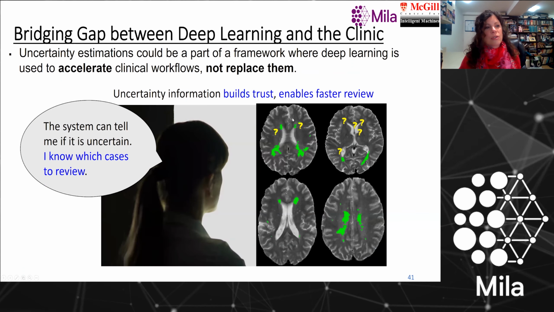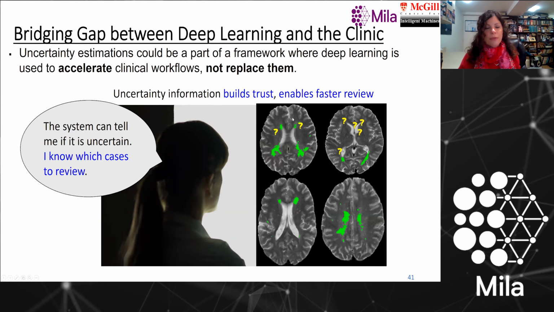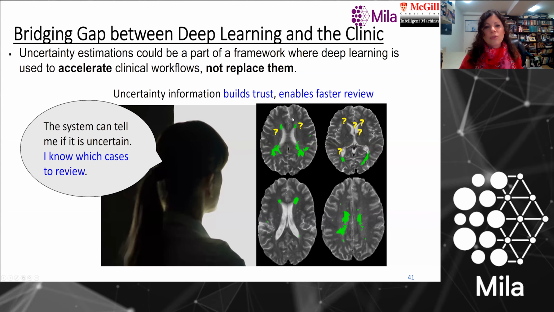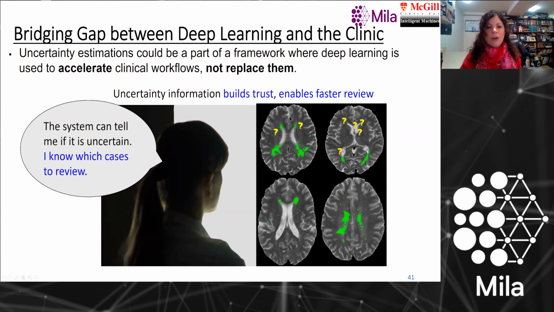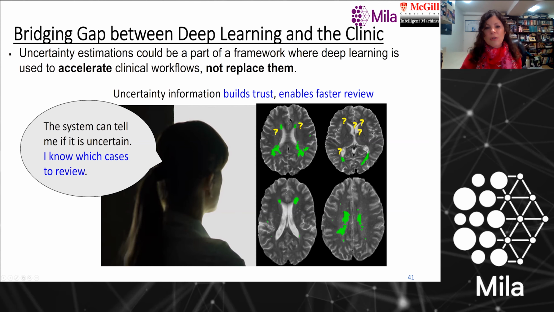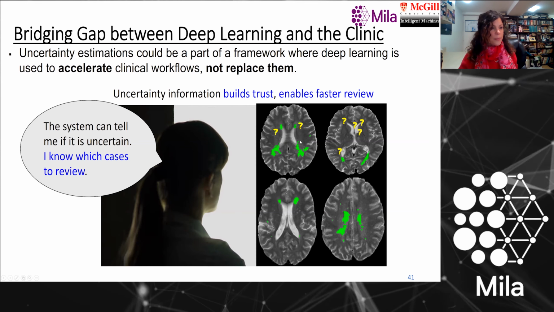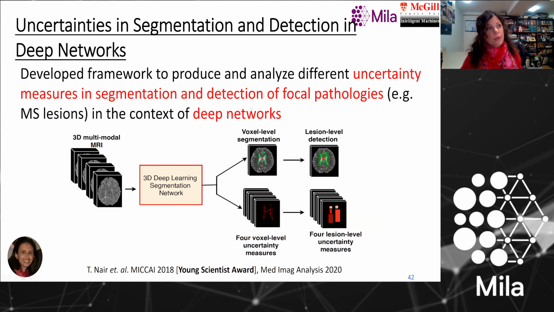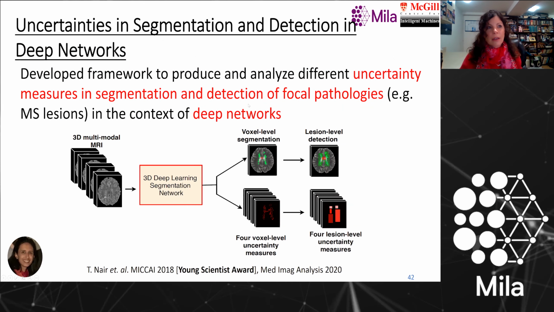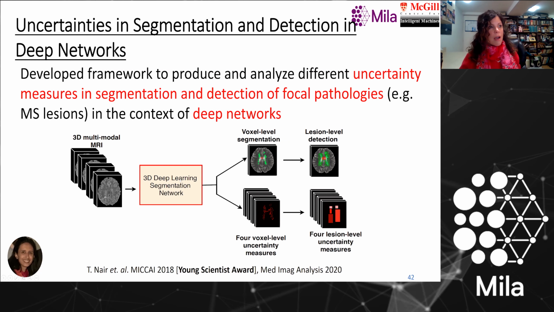So our thoughts are that uncertainty could therefore be part of the framework. So deep learning being used to accelerate clinical workflows and not replace them. And so our thoughts are that uncertainty will actually build trust with clinicians. And so we built a framework to produce and analyze different uncertainty measures in segmenting and detecting focal pathologies, in this case, MS lesions.